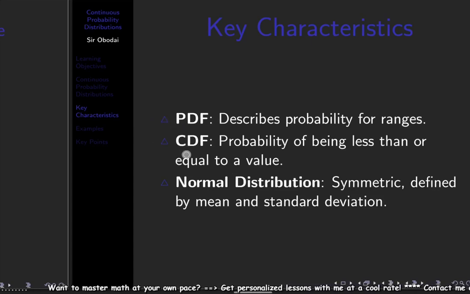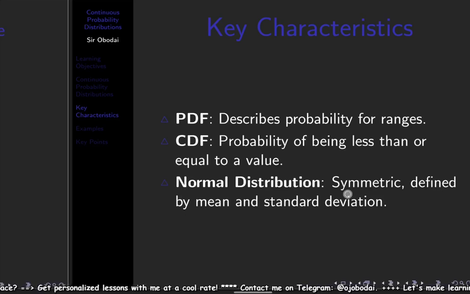And the second key characteristic is the cumulative distribution function. We've done most of this in the discrete variables. It simply gives the probability of being less than or equal to a value. Then we come to the normal distribution. We will look at all these when solving the questions, and then the understanding will be made clear.